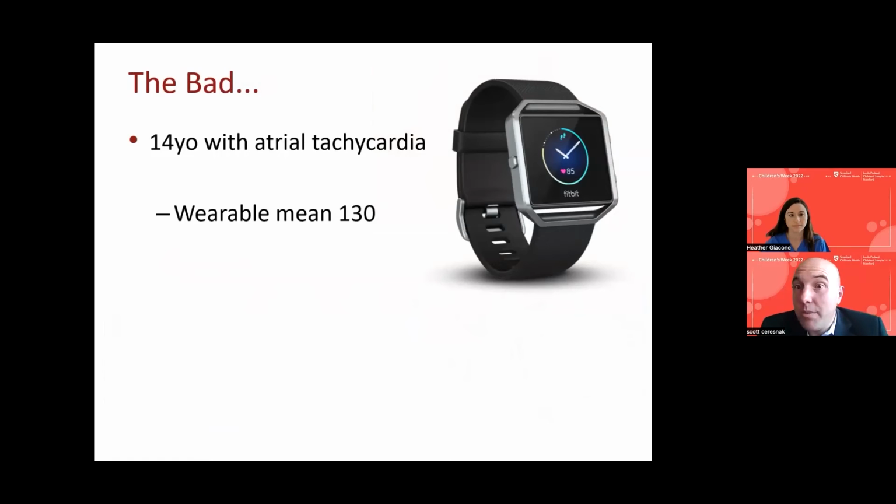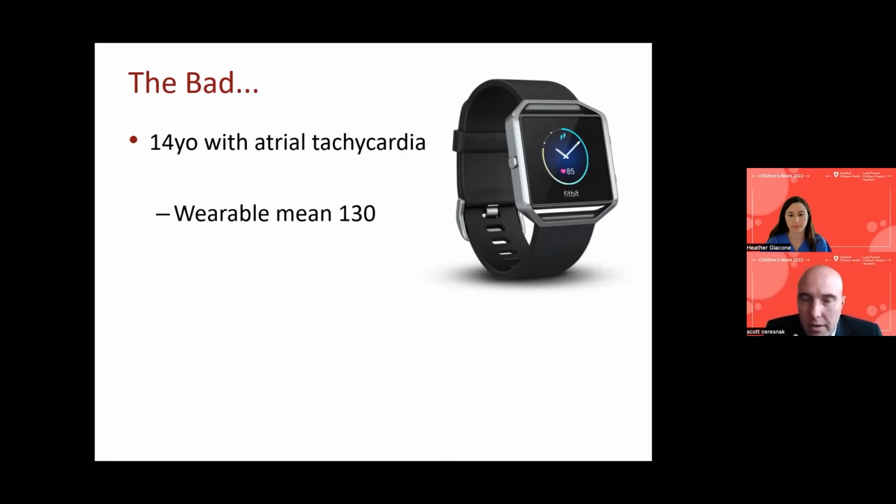Now, I showed you some great examples of arrhythmias picked up. But what about, are the watches wrong? And the answer is yes. Sometimes we see a lot of false positives. And I'll give you a great example here. It's a 14-year-old who had a history of atrial tachycardia that we were following. And we have frequent episodes with heart rates of 130 to 150 during these episodes of atrial tachycardia.